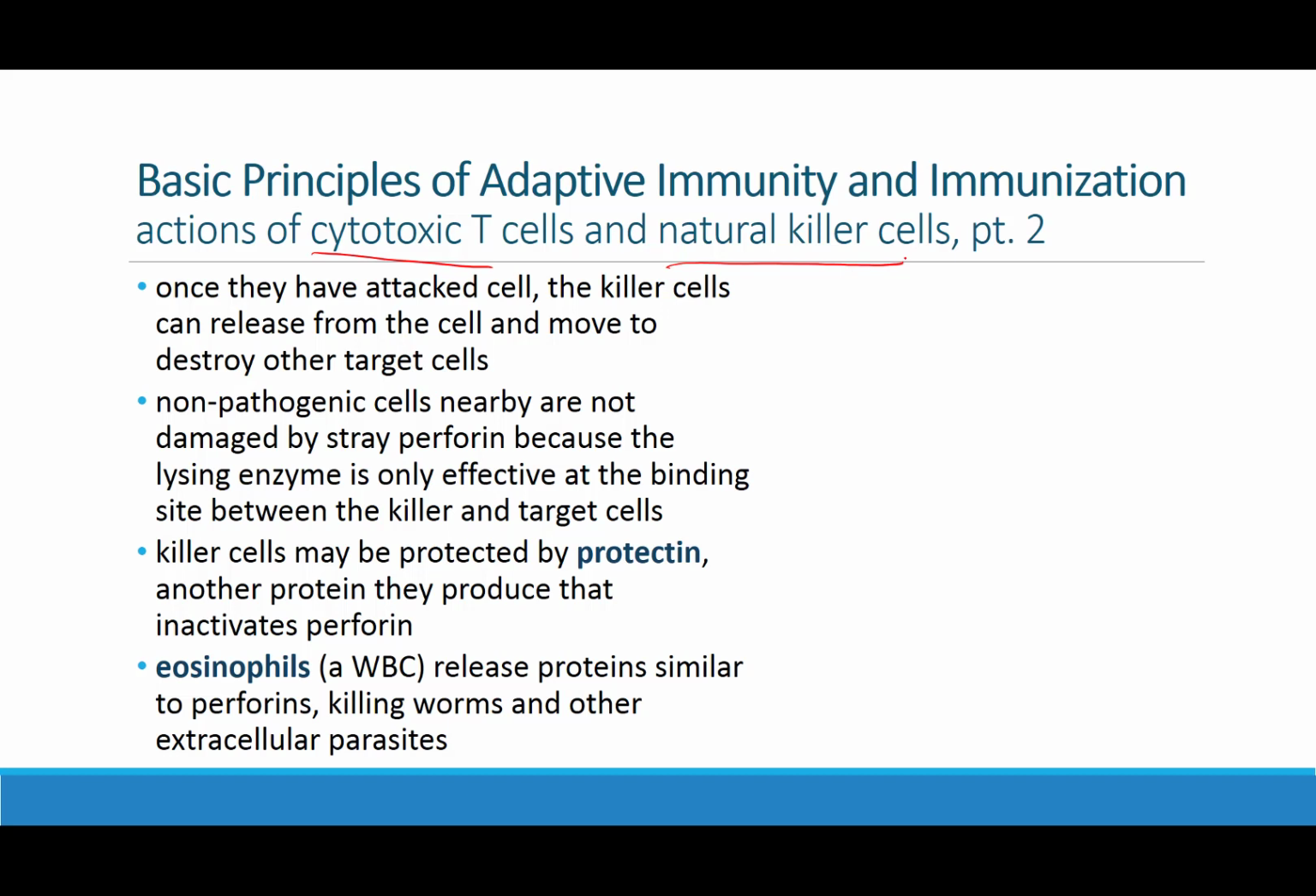This hasn't been thoroughly proven yet, but we suspect that killer cells are protected from the perforins by another protein called protectin that inactivates perforin, so protectin protects the secreting cell. And last of all, eosinophils are another kind of white blood cell. They release proteins similar to perforins, and that's how they kill worms and other extracellular parasites, because of these perforin-like molecules that have a similar activity.